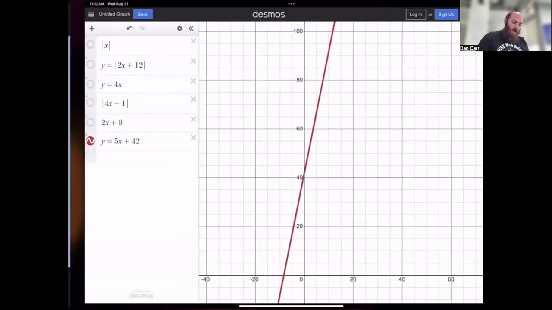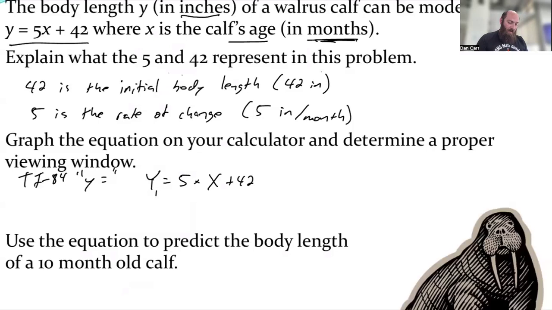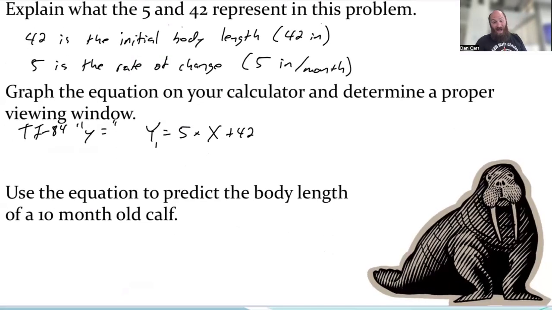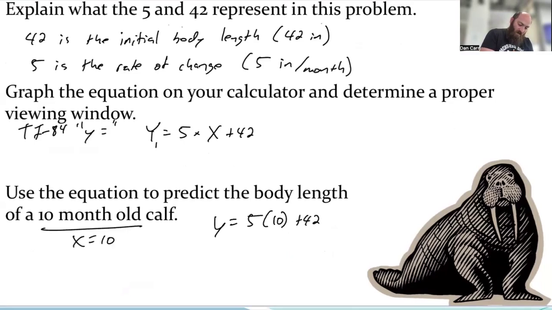Okay, so use the equation to predict the body length of a 10-month-old calf. So a 10-month-old calf means that x is equal to 10. So y is going to equal 5 times 10 plus 42. y is equal to 50 plus 42. So y is going to equal 92 inches in this case.